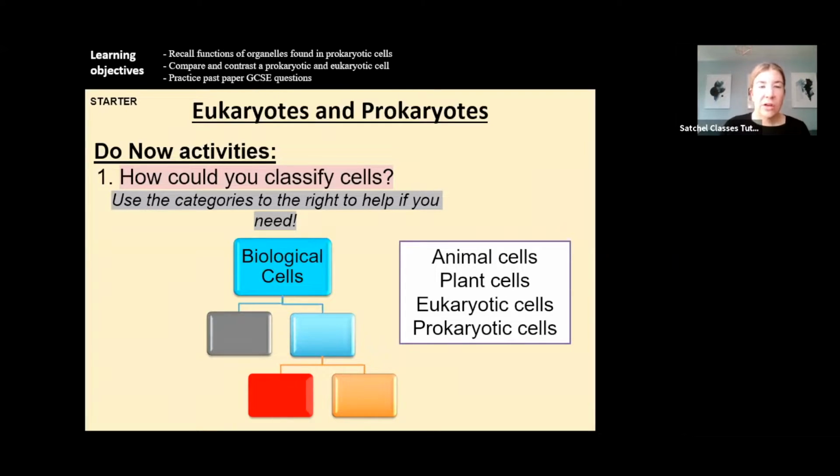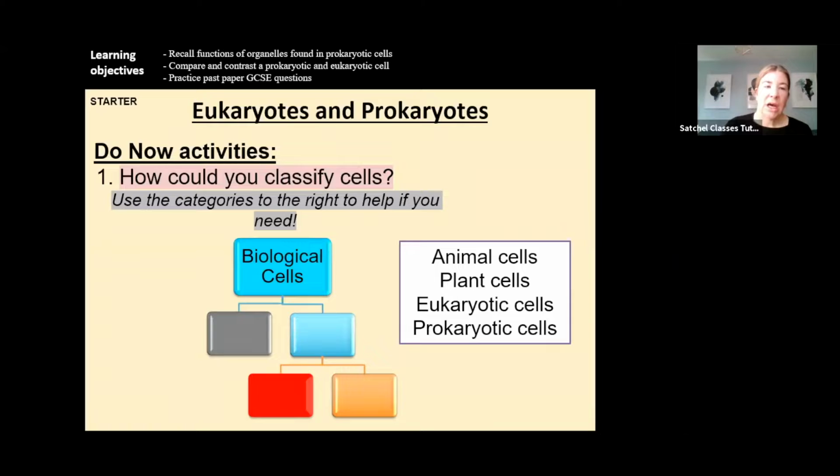If you have a look at the learning objectives at the top, by the end you will be able to recall the functions of organelles in both prokaryotes and eukaryotes, compare and contrast prokaryotic and eukaryotic cells, and we're going to practice some past paper GCSE questions, okay?